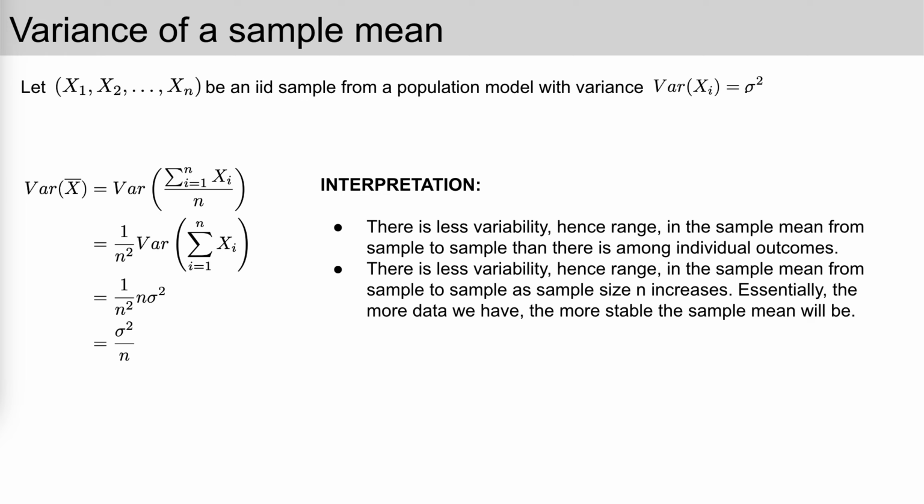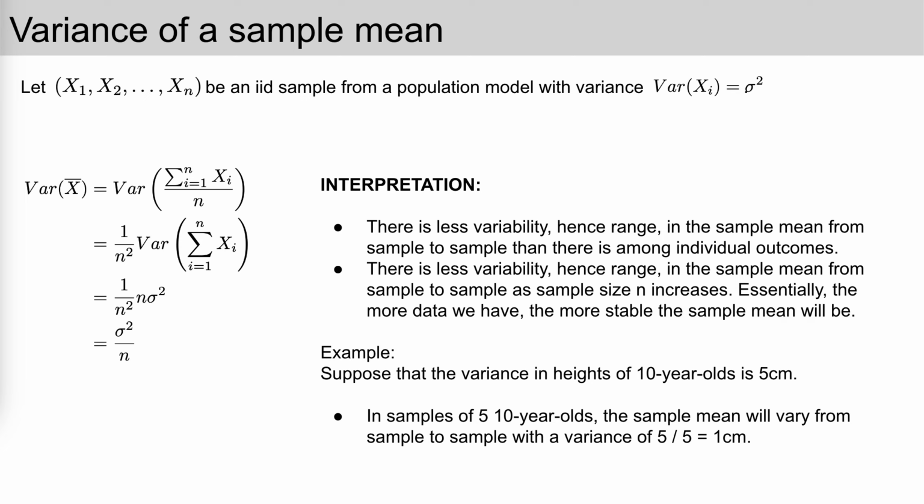And this makes some intuitive sense. We'll consider an example now, but later simulations in class will also help build our intuition. Here, suppose that the variance in height from 10-year-old to 10-year-old is 5 centimeters. Then if we take different samples of 5 10-year-olds each, the mean height will vary from sample to sample, with a variance of 5 divided by 5, or 1 centimeter. This is less than the variability, hence range in heights among individual kids. Essentially, there's more stability in the sample mean than there is among individuals.